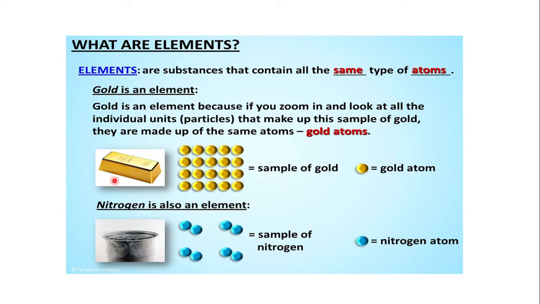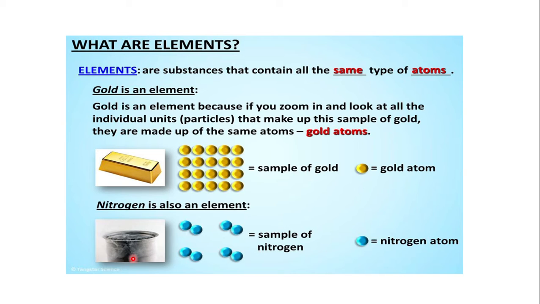Now let us consider an example: gold, a gold bar. When you zoom in and look into the particles, the atoms which are present, which is represented here like a yellow ball, as you see, it is made up of similar type of atoms, which means they are similar in the number of subatomic particles, number of protons, electrons, mass of each atom will all be similar. So we say that gold is an element.